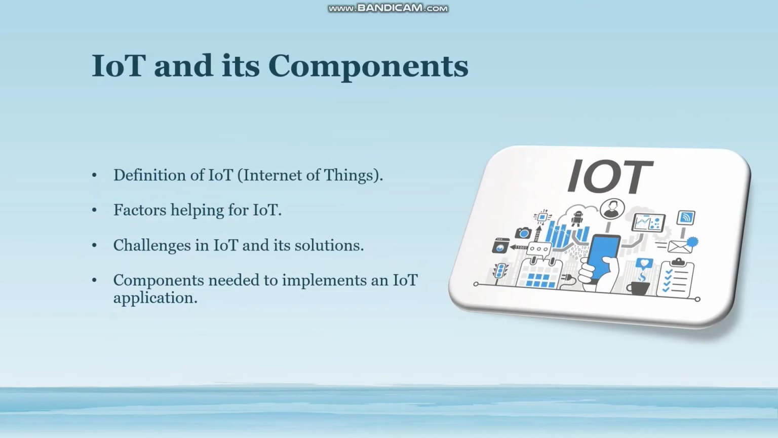Coming to IoT and its components, we have gone through the definition of IoT, that is Internet of Things, and the factors helping IoT, like cheap hardware, advanced software, and machine-to-machine solutions, and some more. We have also seen general technical requirements for IoT along with the challenges of IoT and its solutions.